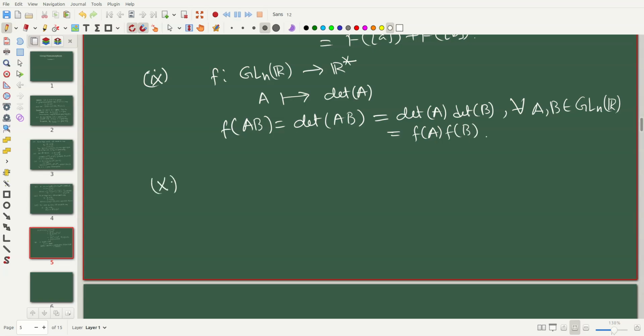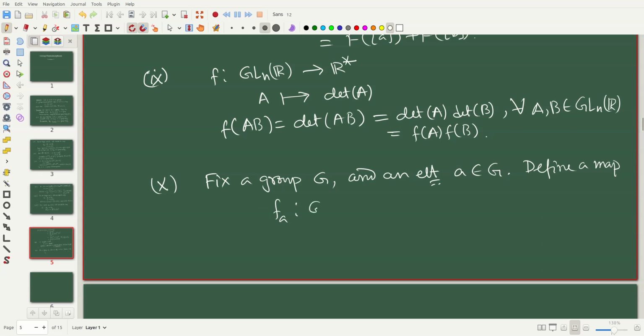Next example is: you take a group G and fix an element a belonging to G, and define a map f_a from G to G given by conjugation by a, sending b to a b a inverse.